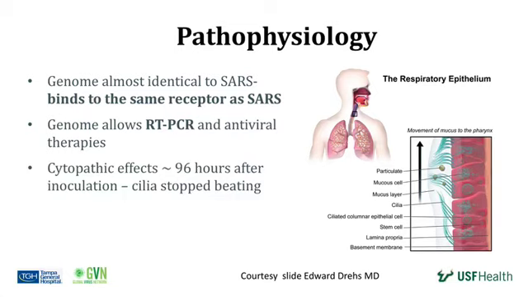And this is the part that talks a little bit about the cytopathic effects. The binding of the SARS coronavirus 2 to the ciliated columnar epithelial cells through the human angiotensin converting enzyme receptor right here will lead to a cytopathic effect, and within 96 hours of inoculation you notice that the cilia stopped beating, which is one of the primary innate defense mechanisms of the human respiratory epithelium.